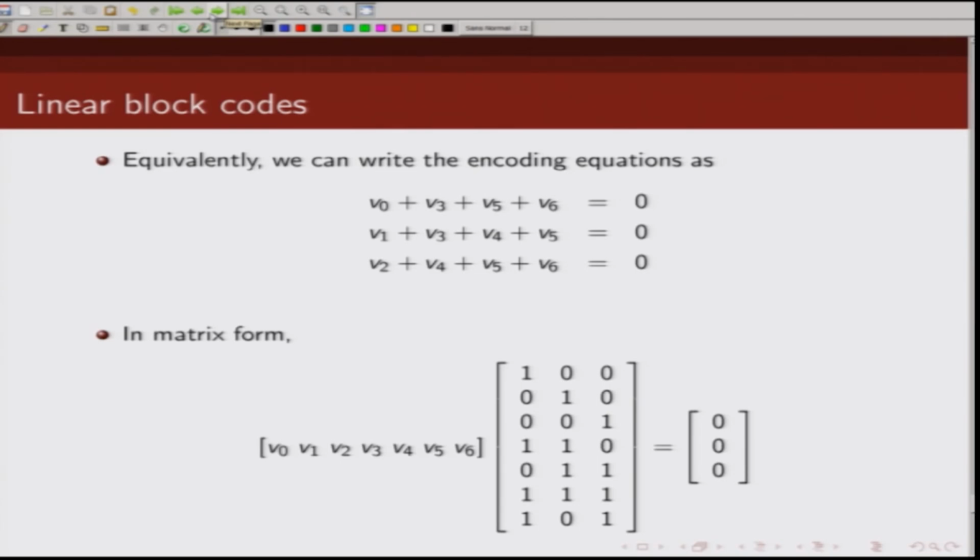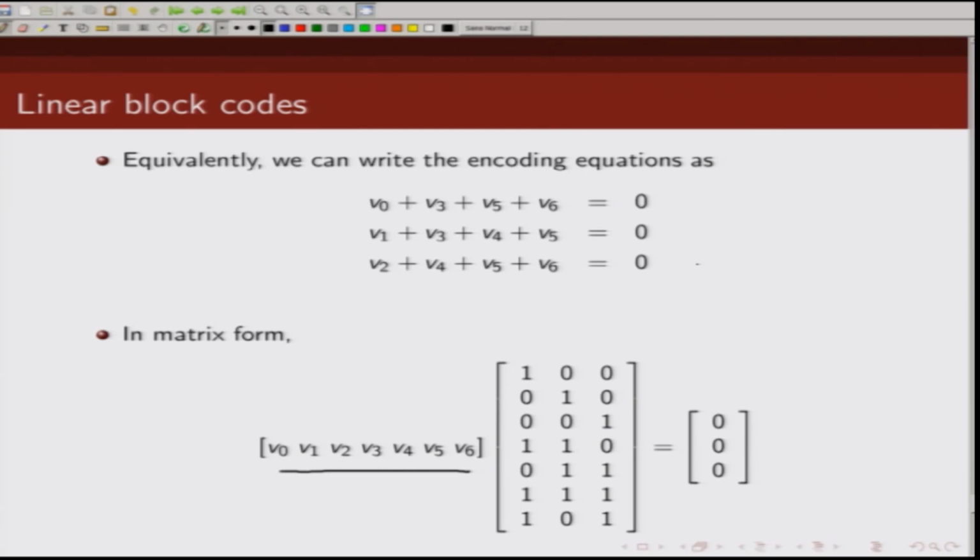Next, the same thing we can write in a matrix form. So, I have my coded bits V0 to V6. I have 3 sets of parity check equations, and the same thing I can write in a matrix form like this. Now, you can see these are equivalent. So, let us look at the first equation. This is V0 plus V3 plus V5 plus V6 is 0. So, you can see which are the elements: V0 times 1, V3 times 1, plus V5 times 1, plus V6 times 1. So, that is why this equation.